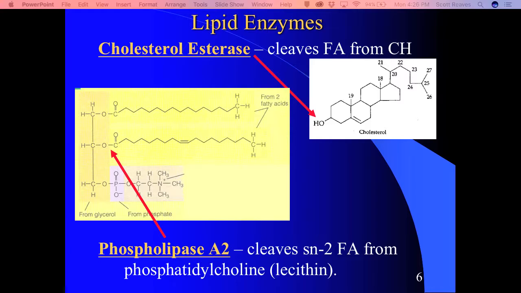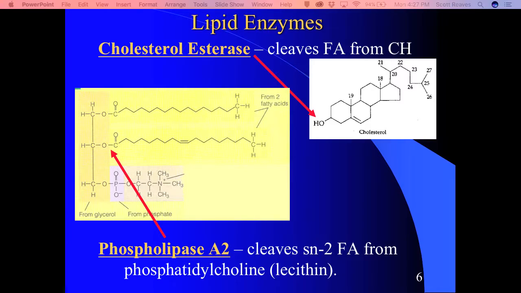So you might want to put this in your notes. Approximately 15% of all dietary cholesterol is a cholesterol ester. And a cholesterol ester is cholesterol with a fatty acid attached right here. So a cholesterol ester is cholesterol plus a fatty acid. And that fatty acid is attached right here. Okay, it's not on this one, obviously. Cholesterol esterase removes that fatty acid.